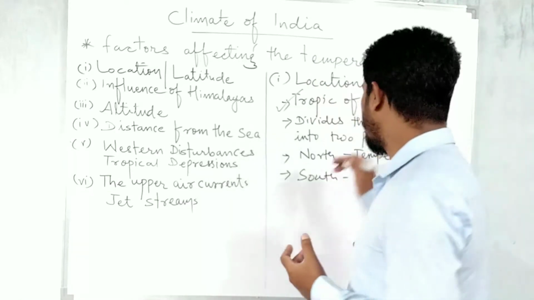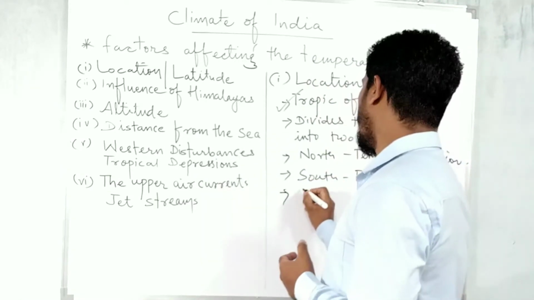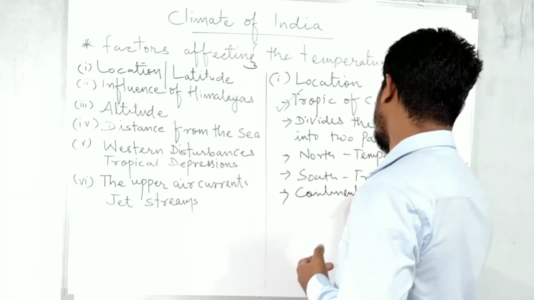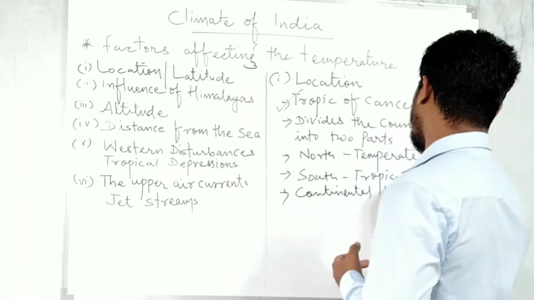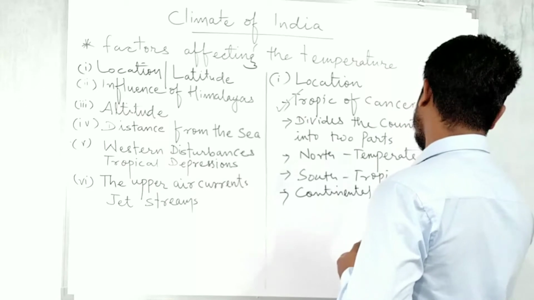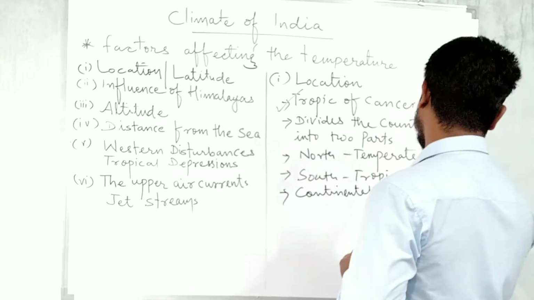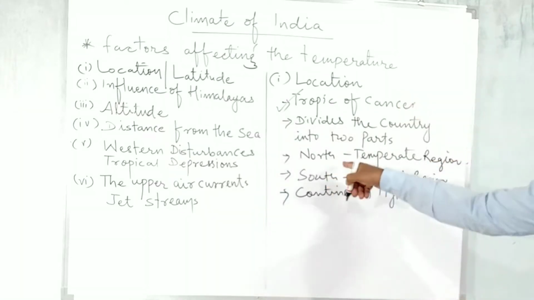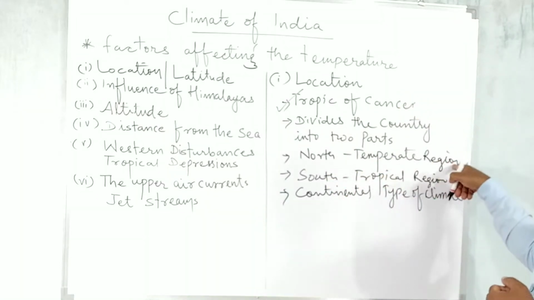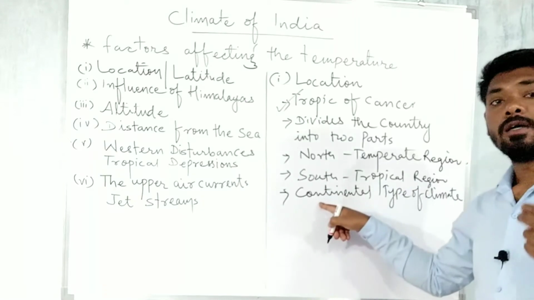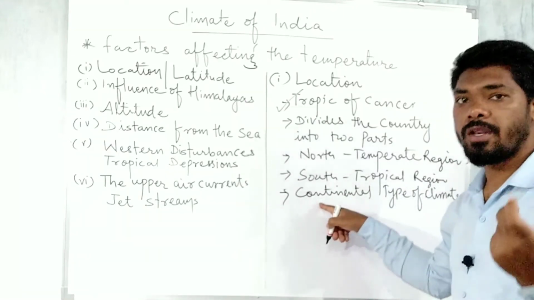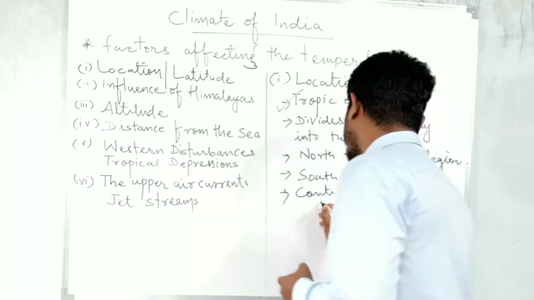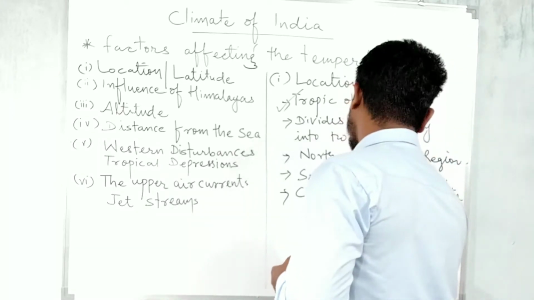The north of it will be experiencing a continental type of climate. So the north, that is basically the temperate region, will be experiencing a continental type of climate. That means an extreme climate.